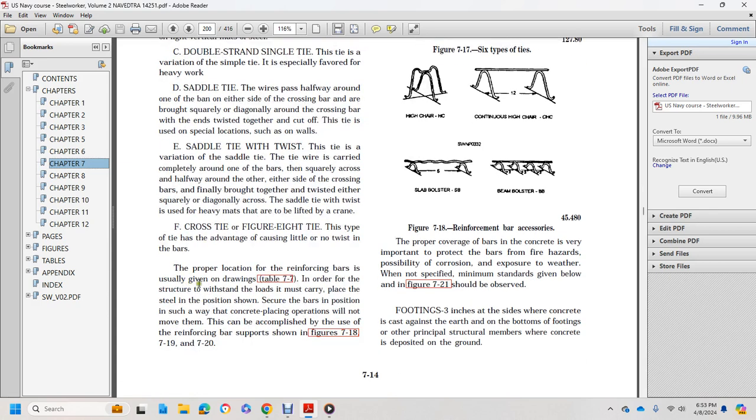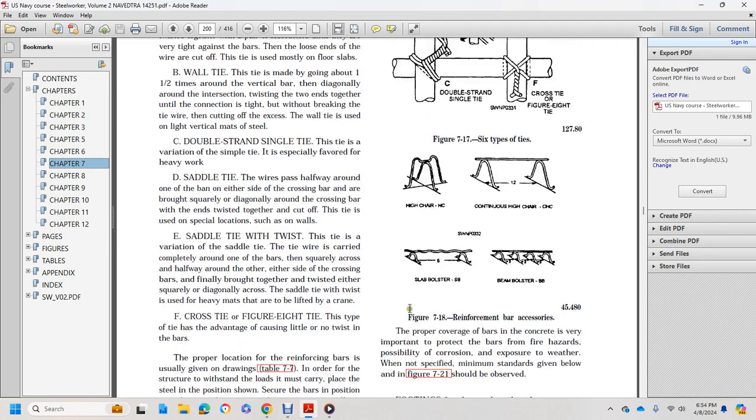Proper location of reinforcement bars is usually given in table 7.7. In order for the structure to withstand the loads, it must carry the steel in position. Secure the position in such a way that the concrete placing will not move them. This is accomplished by using the reinforcing bar supports shown in figures 7.18, 7.19, and 7.20.